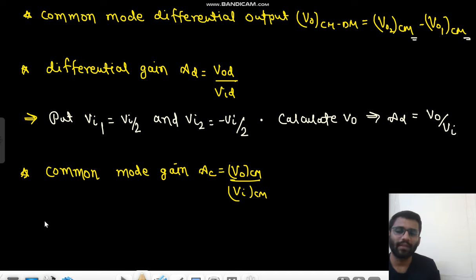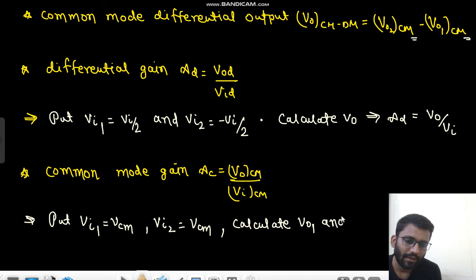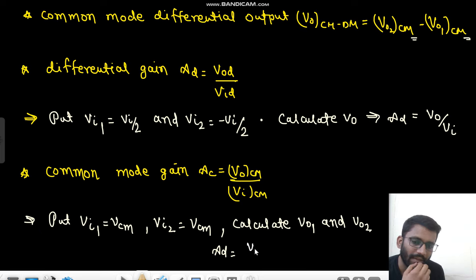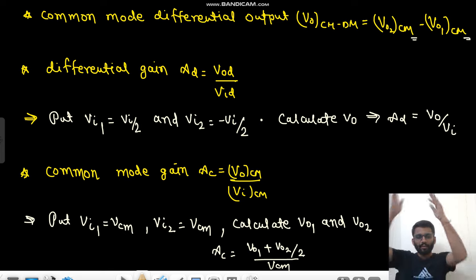And if they ask you to calculate common mode gain, what you will do? Put V in 1 equals VCM, V in 2 equals VCM, and calculate V naught 1 and V naught 2. Now what will be your gain? Not AD, it will be AC. What will be your common mode output? Average of both of the outputs. We applied VCM here, VCM here, we got two outputs, took the average of both of them and just divide it by VCM.